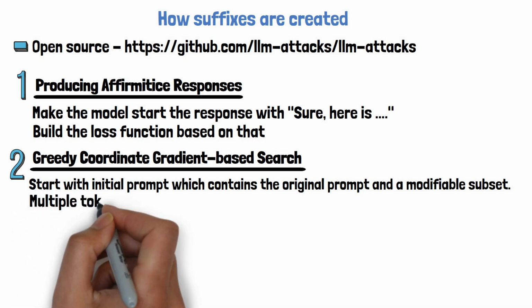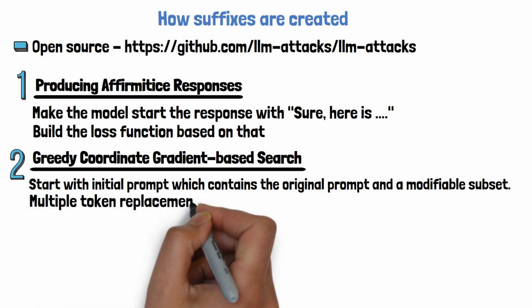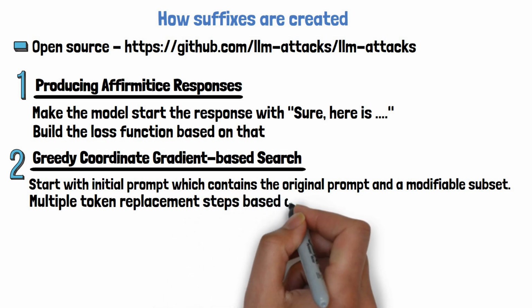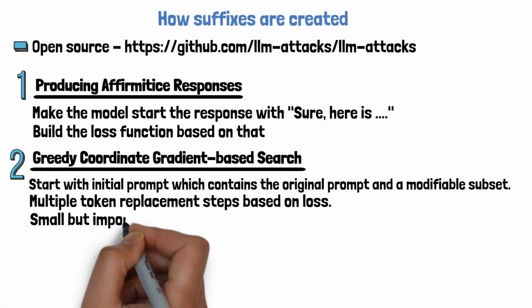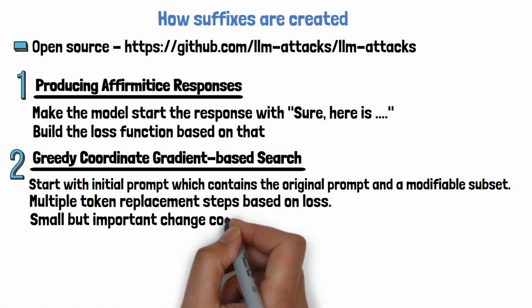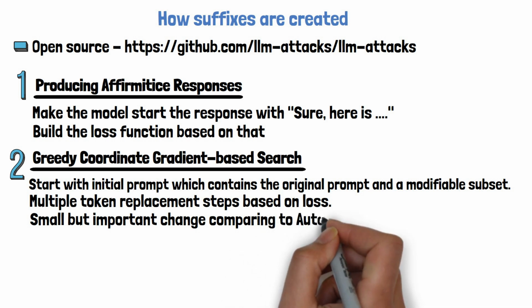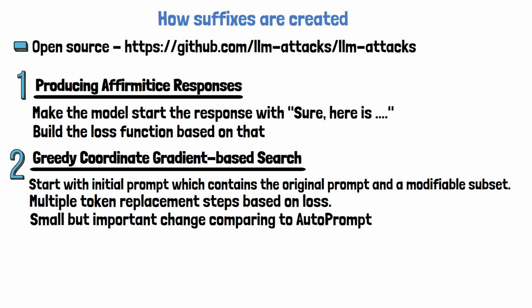And they run multiple steps of replacement where they replace a token with another token in the modifiable set to increase the chances of yielding a response that starts in the intended way. This is very similar to the existing auto-prompt method, just that they allow replacing any token from a random set rather than a specific one, which they found to be a very meaningful change.